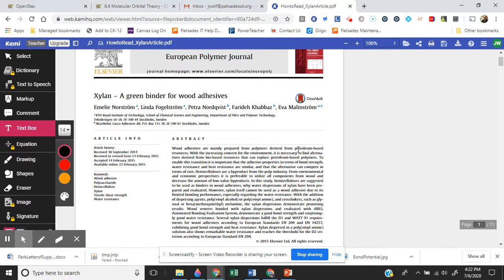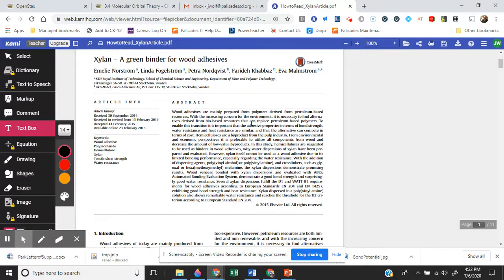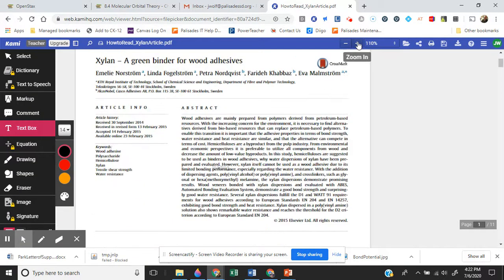So I'm going to try to describe why this study has scholarly appeal. And I'm going to do that by reading the article. And I'm going to read the article in the way that I can make meaning from it. So I'm going to skip over words that I don't need, and instead I'm going to just substitute other words for them. So wood adhesives are mainly prepared from polymers derived from petroleum-based resources.